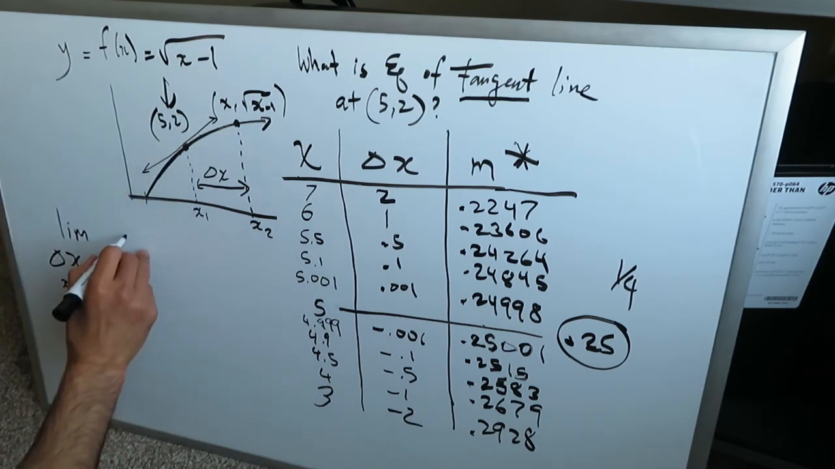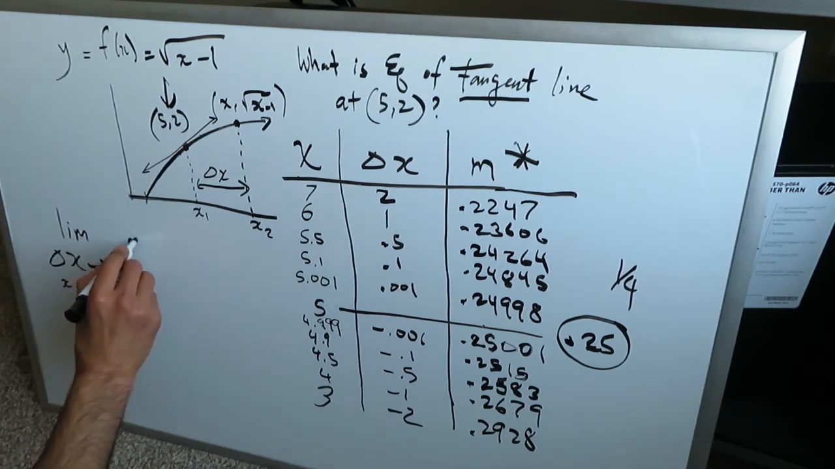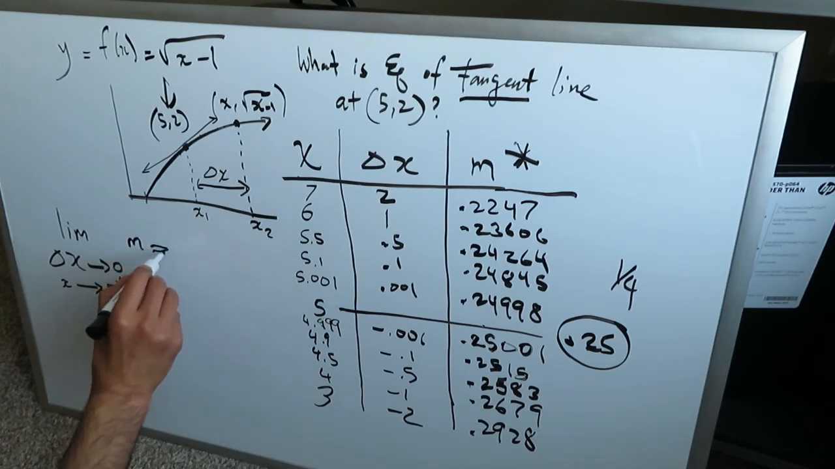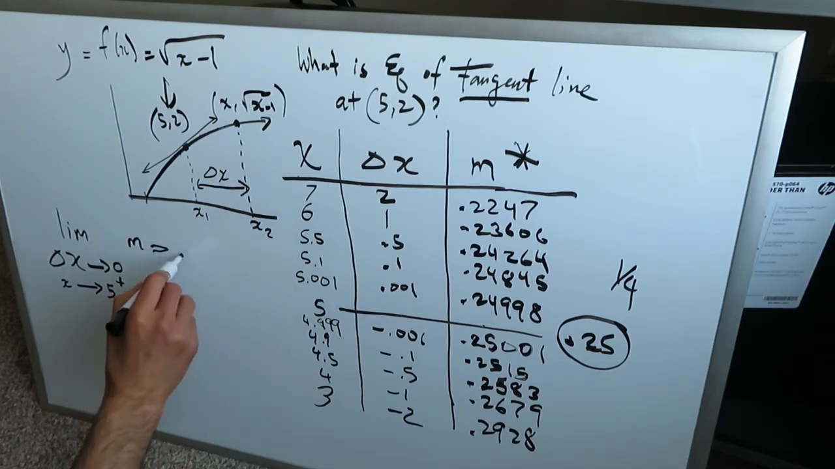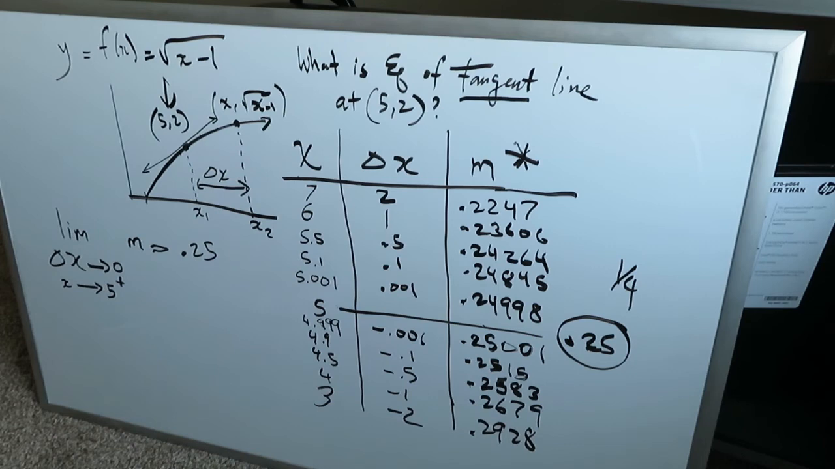From the right, what happened to our slope? The average slope became an instantaneous rate of change. It approached 0.25, right? Our slope, or rate of change, the average rate of change, approached 0.25.